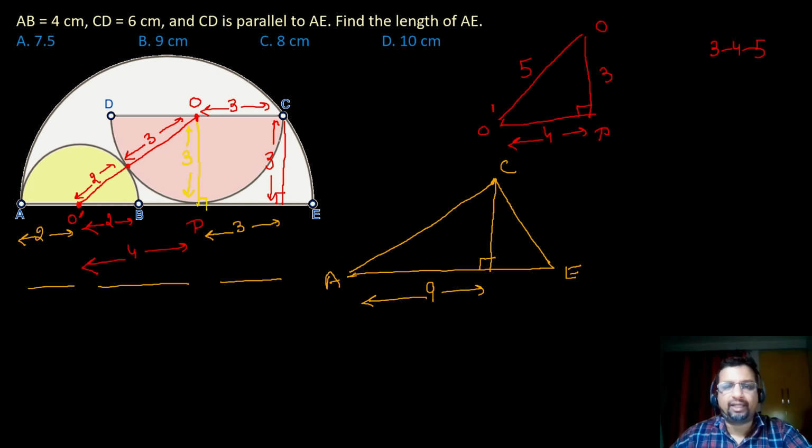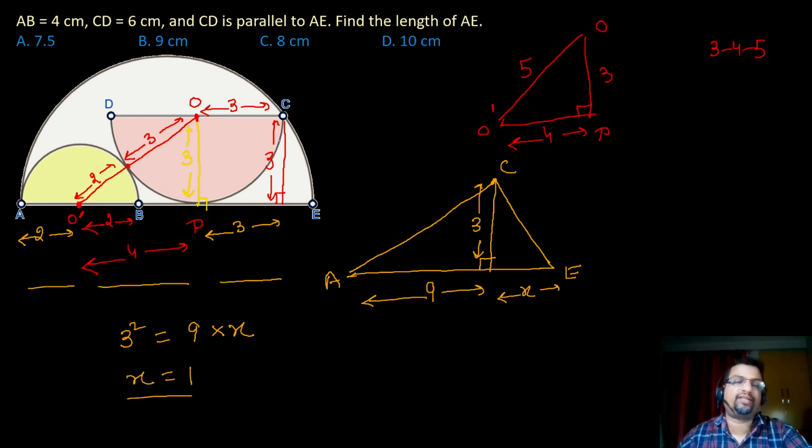What is the value of this part? We don't know, that we need to find out. Let's assume it is x. And what is the perpendicular? Perpendicular is 3. So we are using the same theorem which we have learned. And what is the theorem? The perpendicular square, meaning 3 square, must be equal to the multiplication of the two parts, 9 times x. So what is x? It is 9 by 9, which is 1. The value of x is 1.